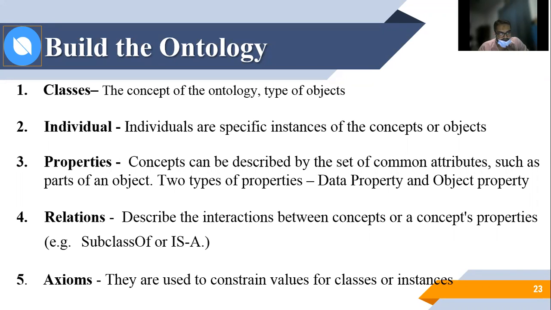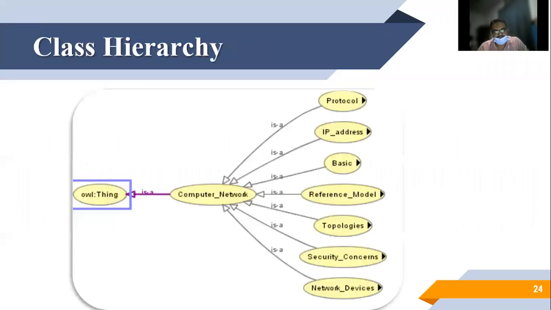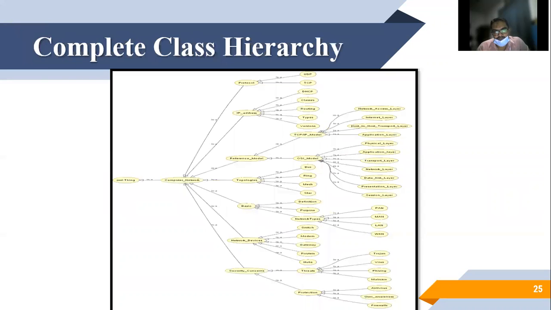And the relation describes the interaction between concepts or concept properties, for example, subclass of or is a. This is the class hierarchy of the proposed system. A computer network is the subclass of thing, and protocol, IP address, basic reference model, topologies, security concern, and network devices are the subclasses of the computer network. And this picture shows the complete class hierarchy.